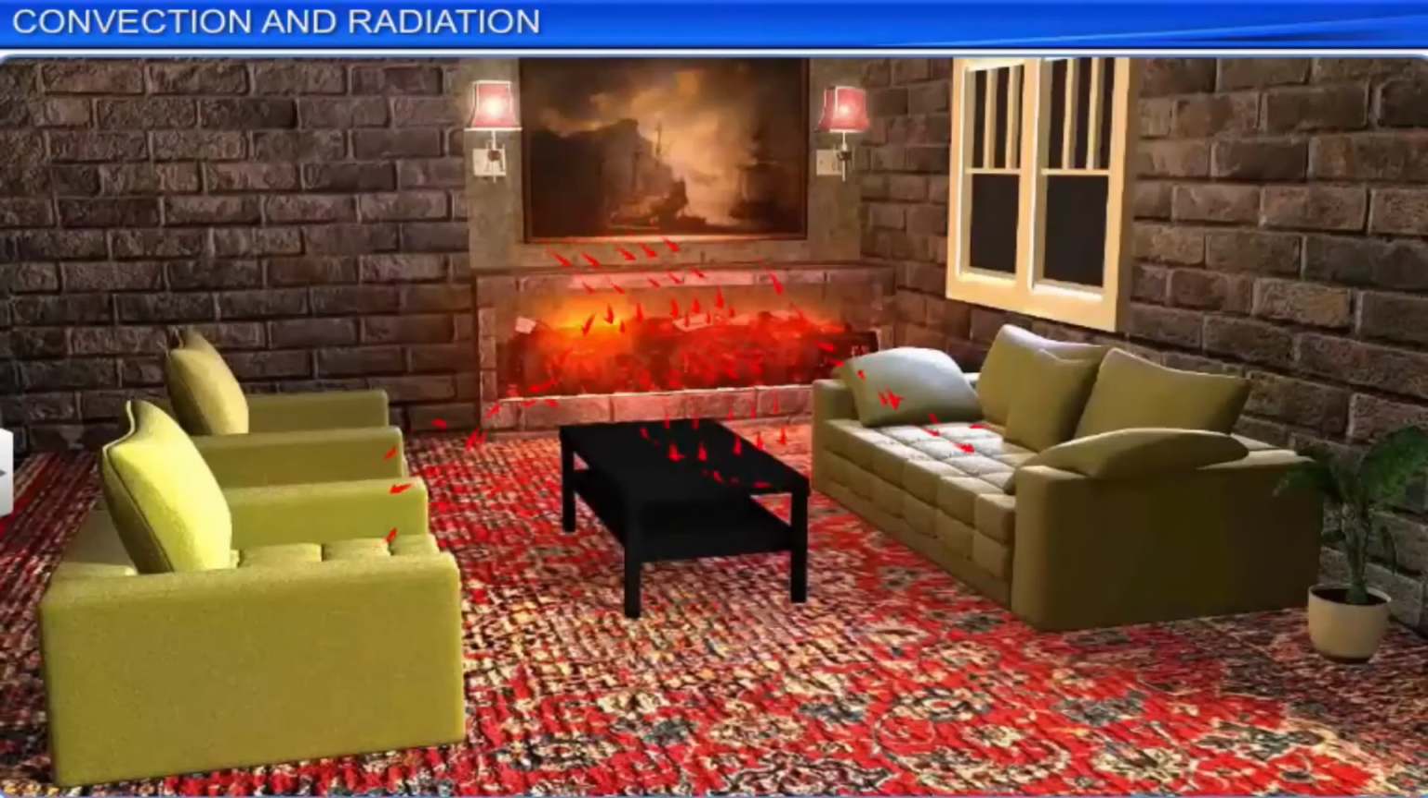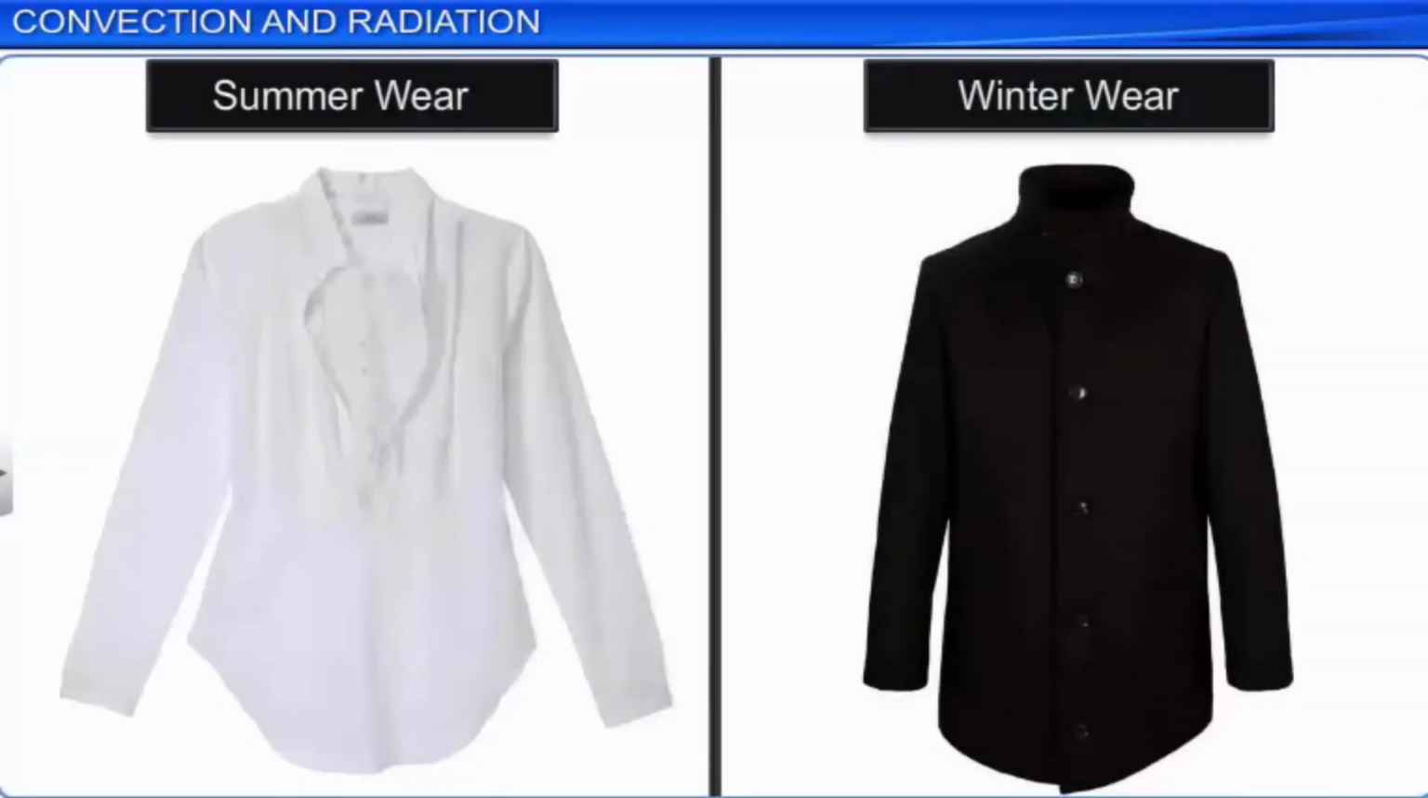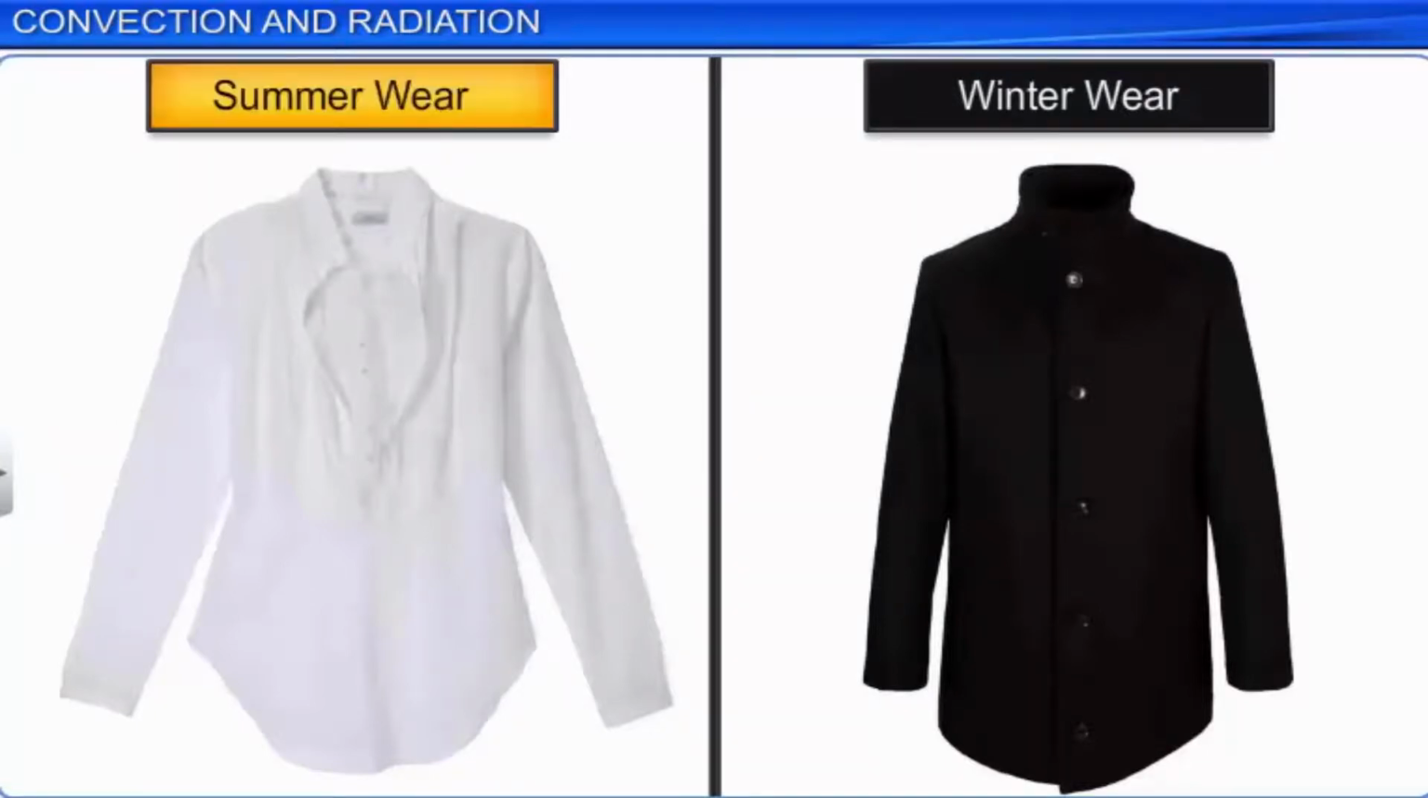When thermal radiation falls on a body, it is partly absorbed and partly reflected. The amount of heat absorbed by a body depends on its color. Black bodies have a greater capacity of absorbing radiant energy. This is the reason why we wear light-colored clothes during summers and dark-colored ones during winters.